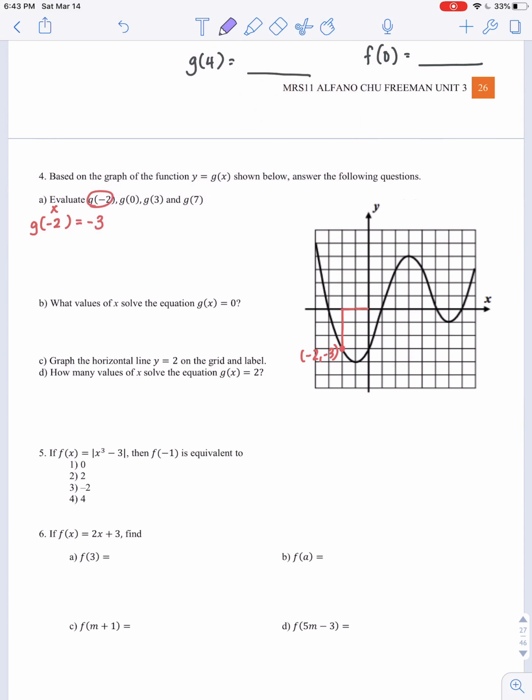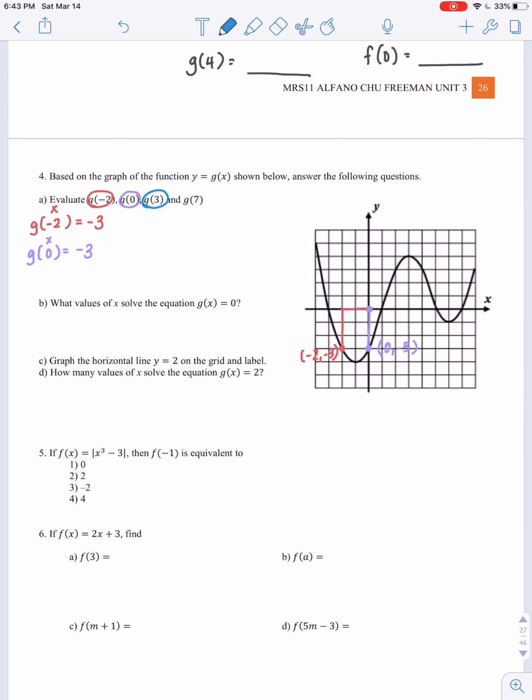Okay, let's try the next one. G of 0. So when my x value is 0, what is my y value? Meaning we are not going to move left or right. This is already 0 at the origin. We're just going to go down, and I have the point 0, negative 3. So g of 0 is also going to give me negative 3.